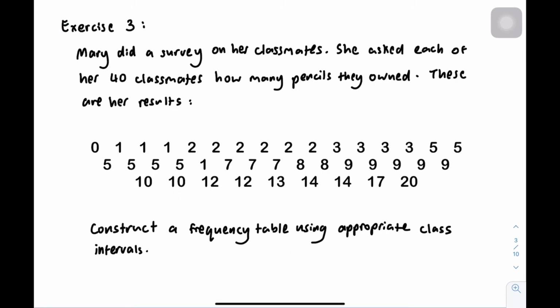Now let's take a look at exercise 3. Mary did a survey on her classmates. She asked each of her 40 classmates how many pencils they owned. These are her results. Construct a frequency table using appropriate class intervals. Again, answers will be posted in the description tomorrow.